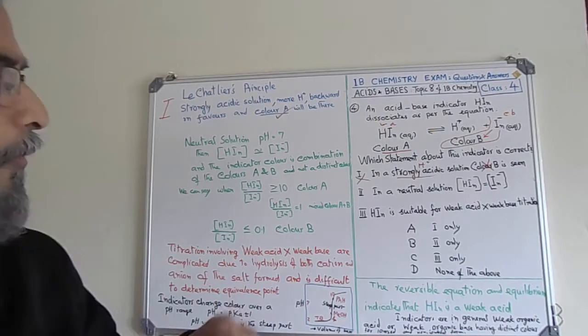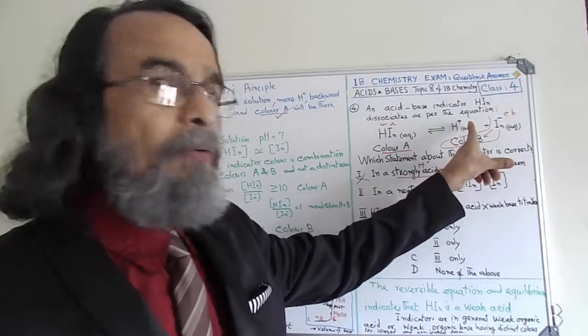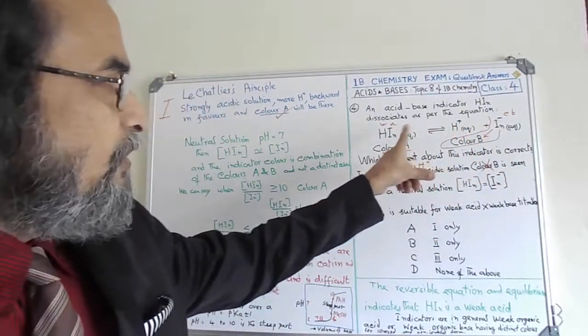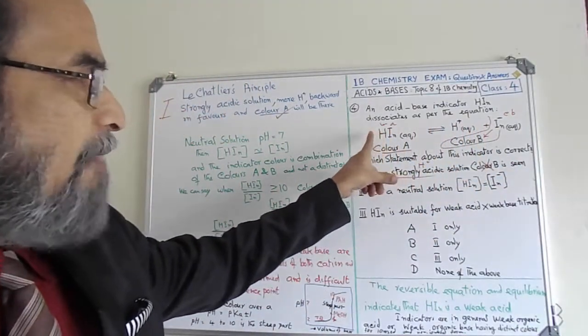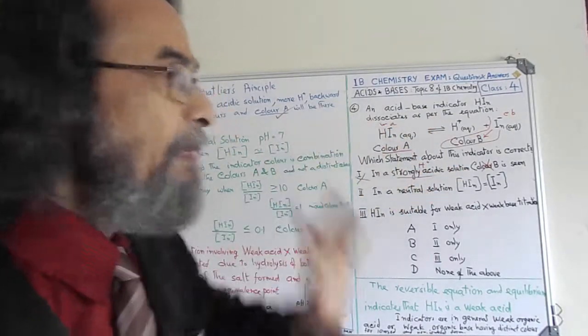I think you have followed. This is a strongly acidic medium. Therefore, according to this equilibrium equation, the shift of the equilibrium will be towards the left side, that is the reactant side, and color A will be predominant.